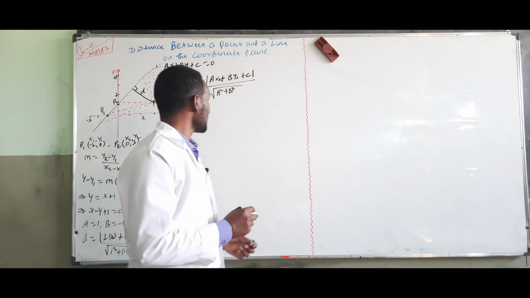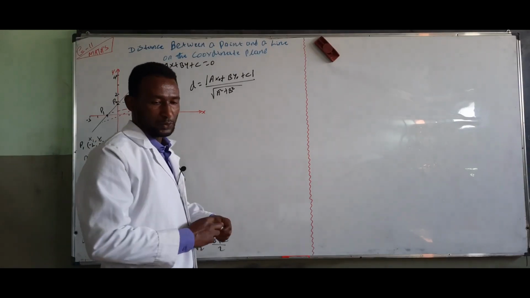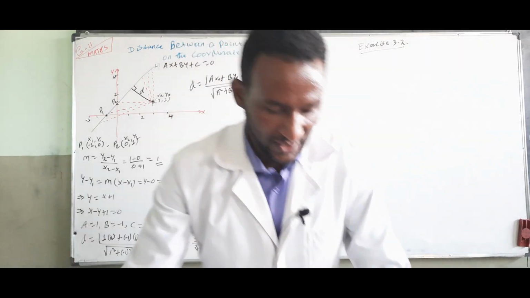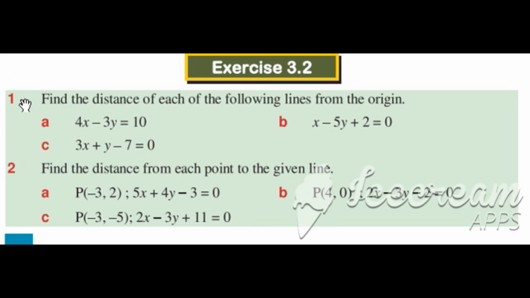Let us see exercise 3.2. Question number 1 says find the distance of each of the following lines from the origin. That means we have to find the distance between the point 0, 0 and the line given by this equation.